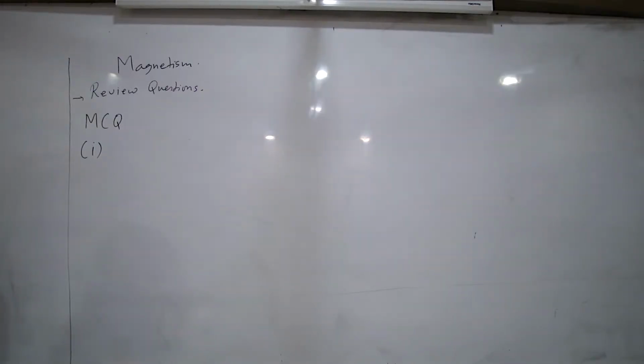Alternate between boys and girls. Okay, your turn. Second question: two ends of a magnet are called poles. That's correct. Option B is correct. Poles. Okay.